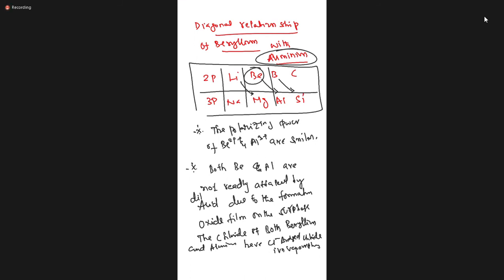I'm going to write the next one. Completed, sir. Please write down both the chlorides. BeCl2 and AlCl3 both are covalent character.